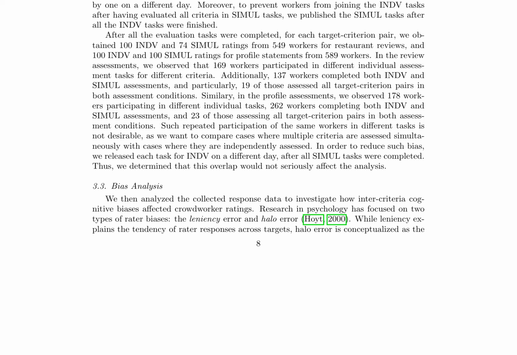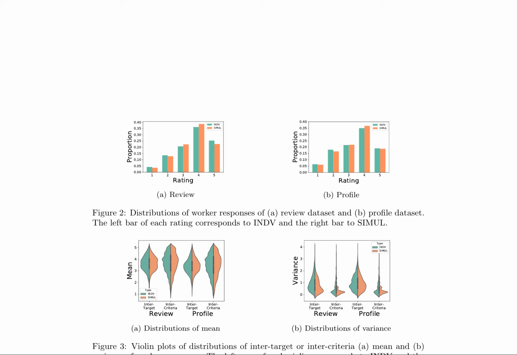Analysis of worker responses in the review and profile datasets reveals a propensity towards moderate ratings, with a notable preference for grades 3 and 4 in the simul assessment type. This suggests a potential halo effect, where the simultaneous evaluation of multiple criteria influences ratings.